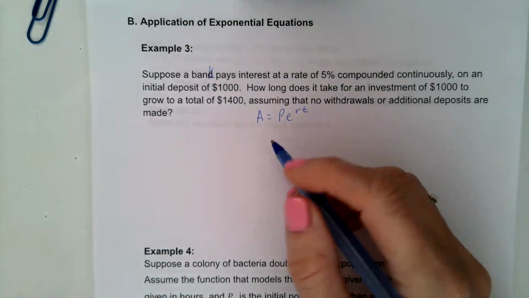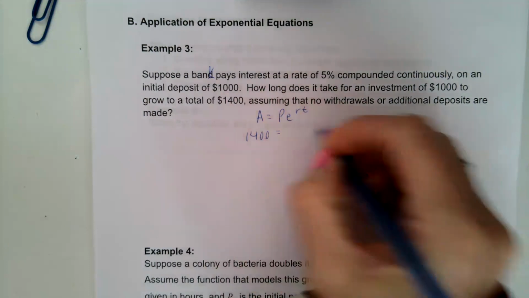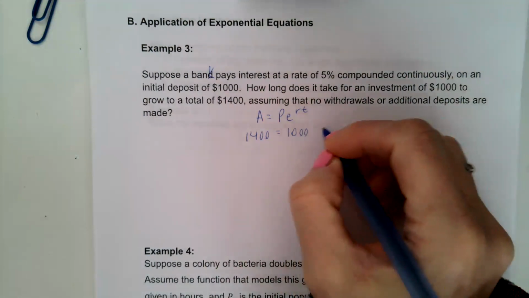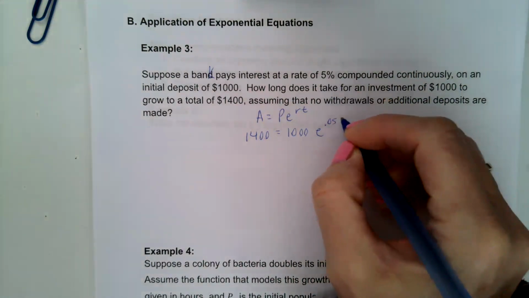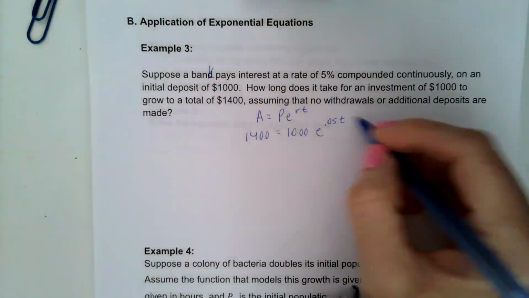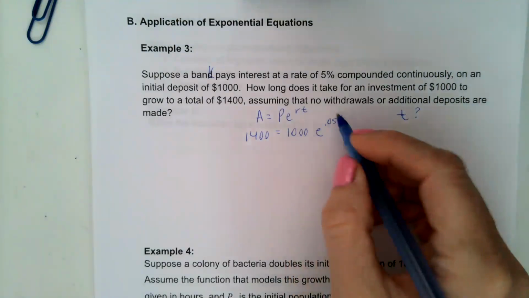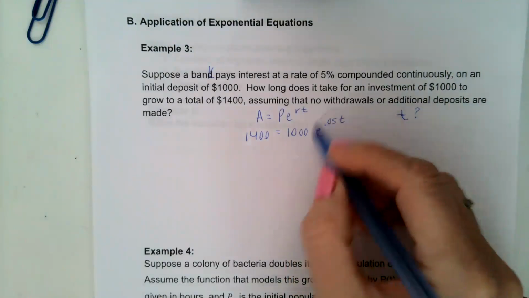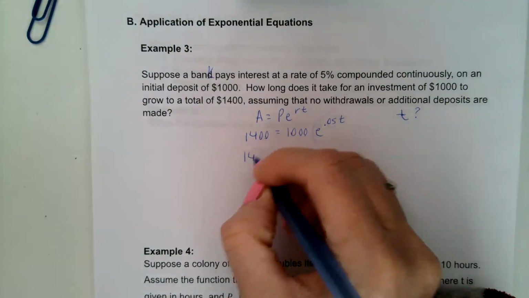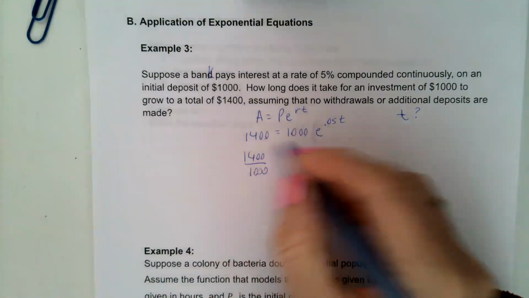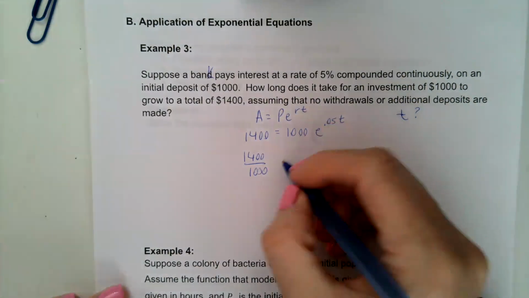And so let's fill in what we know. We know what we want to end up with. So we know that A is going to be 1,400. And we're starting with 1,000. And our interest rate is 0.05, but we don't know how long, because it says how long, so t is the question mark, how long? Okay, so just similar to example 2, I have to isolate this e exponent piece. So I'm going to divide by 1,000. And I'm going to wait to do my final computation in Desmos till I get everything to one side and isolate t.